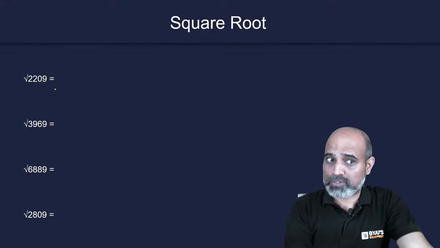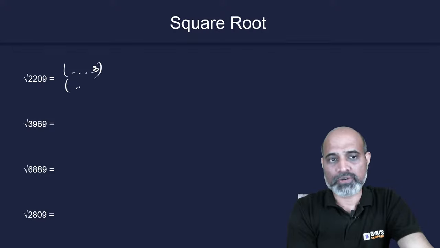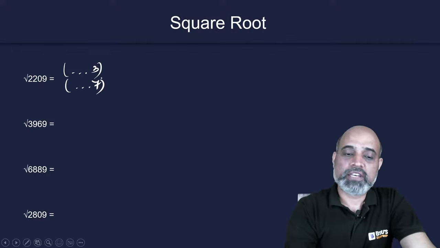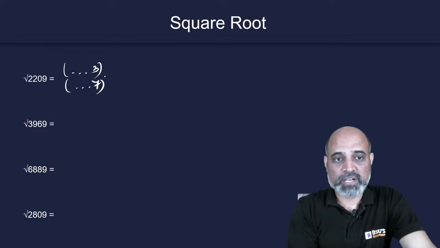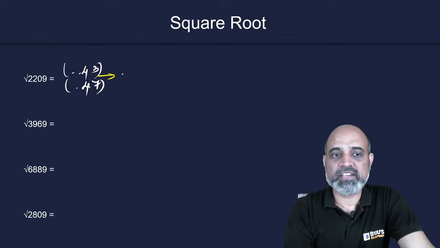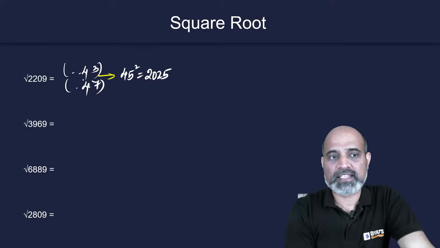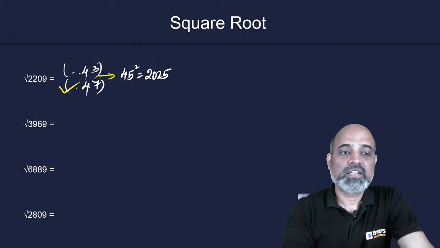Square root of 2209. Looking at this 9, we know that the answer is going to end in a 3 or it's going to end in a 7. Now 2209 में से 22 का square root will be 4. So answer is 43 or 47. 45 का स्क्वायर होता है 2025. Since this is more than 2025, so 47 is our answer.